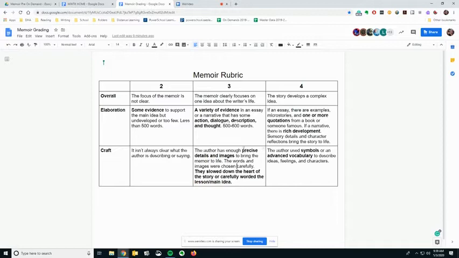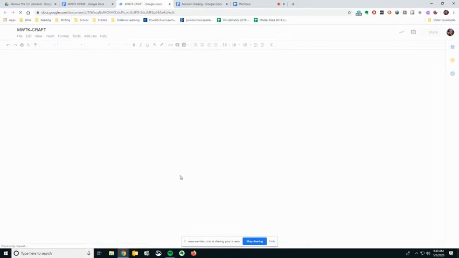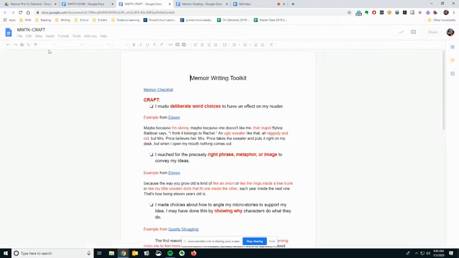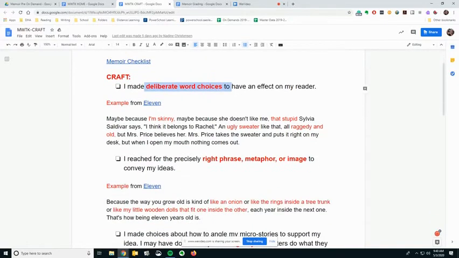But I think precision is the best word to think about when you think about craft, and carefully selecting your words and your images to really communicate your main idea. If we go to our memoir writing toolkit and we click on craft, it's going to give us some really strong examples to look at. The first, deliberate word choices.